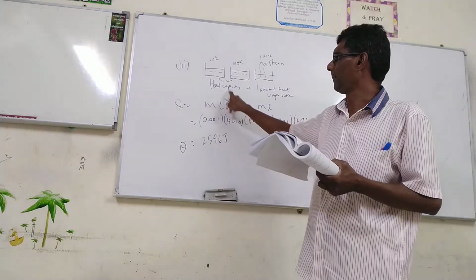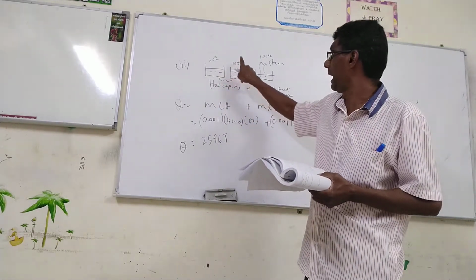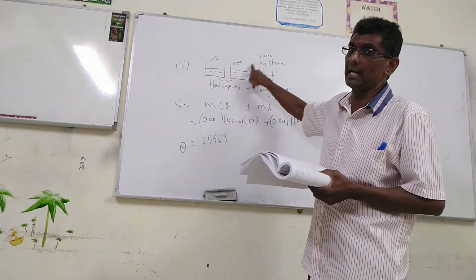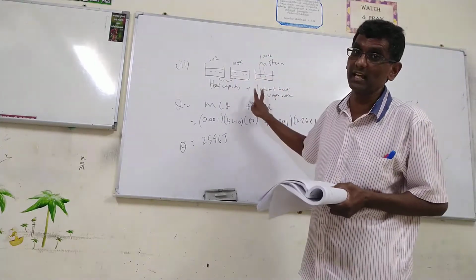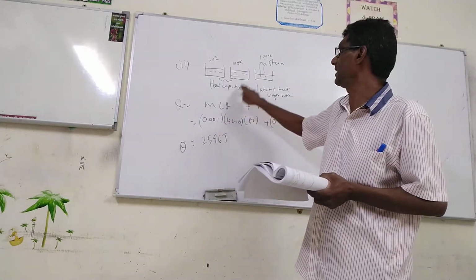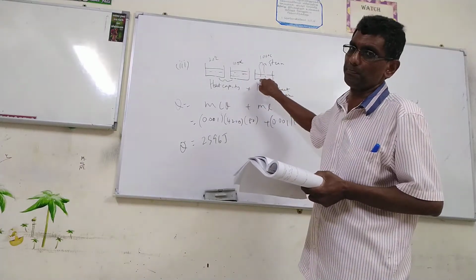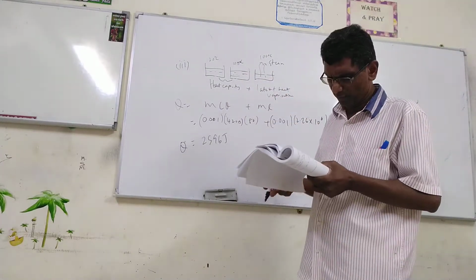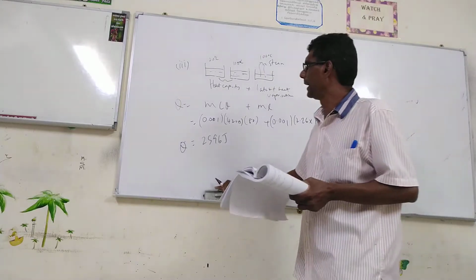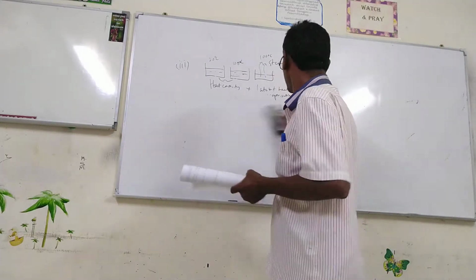Okay. Heat capacity means change in temperature, 20 becomes 100. At 100 it boils and becomes steam. So two stages. The first stage, heat capacity. The second stage, latent heat of vaporization, because water boils and becomes steam. And the answer is 2596 Joule. Okay. Next question.